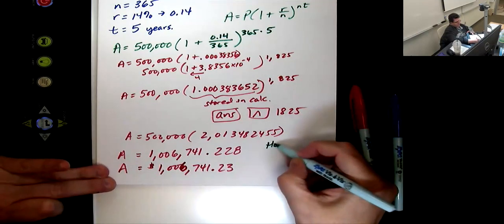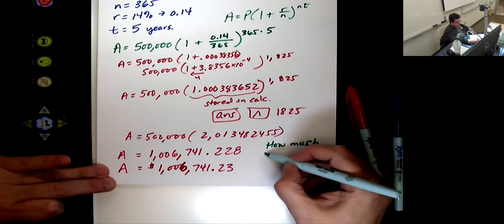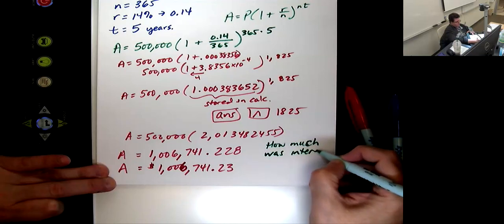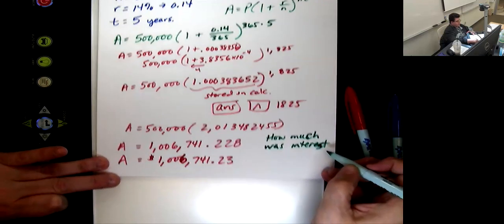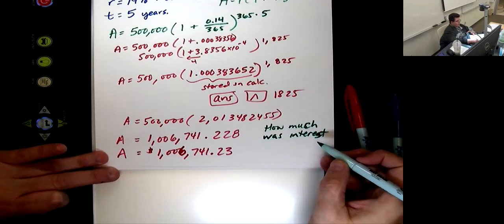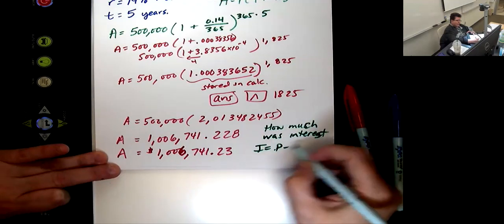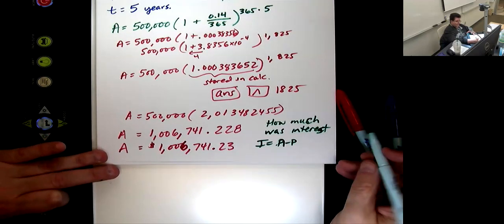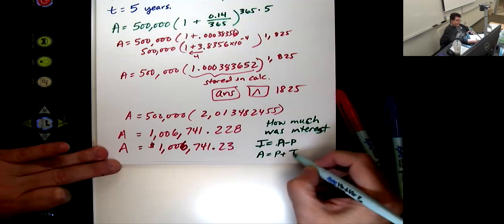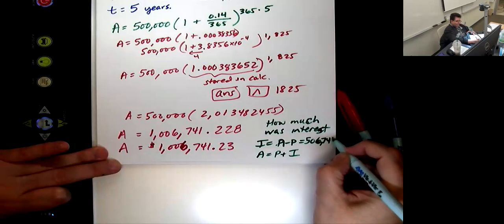How much was interest? I don't want the percentage, I want to know how much we made in interest. It's about 506,741. How do you get that? We just subtract from the balance. So to find interest, it's A minus P. Because amount equals principal plus interest. So the $506,741 and change.